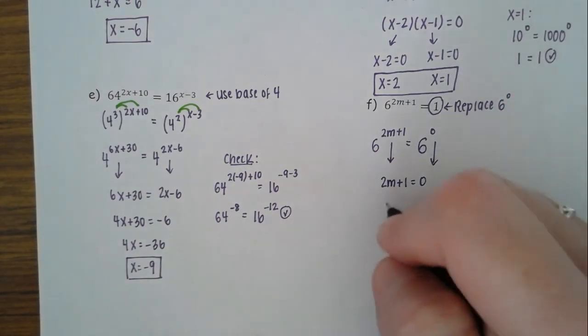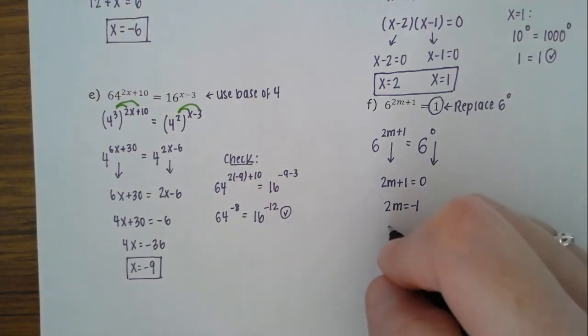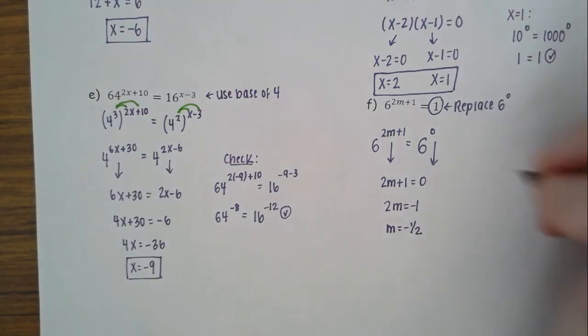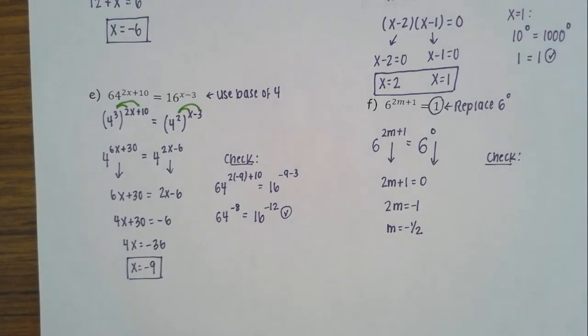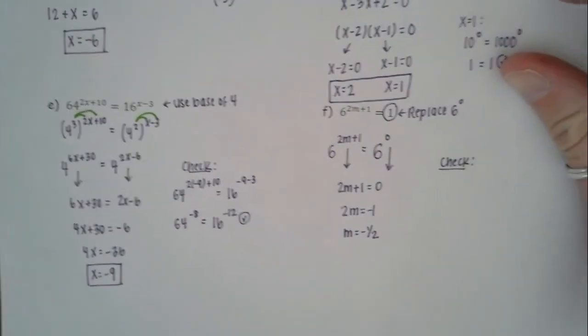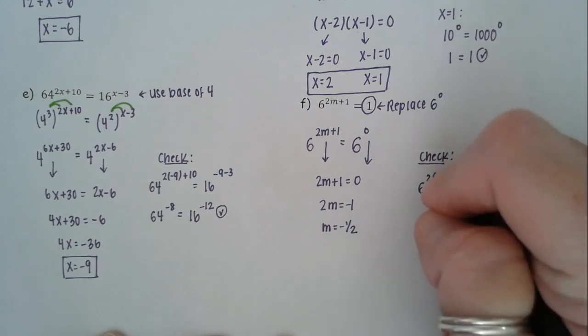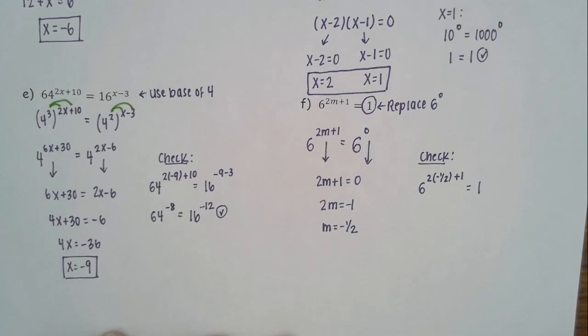So subtract 1, that's going to give me 2m is equal to negative 1. Divide by 2, m is going to be equal to negative 1/2. And then I'm going to check that. So if I substitute in on the left-hand side with a negative 1/2, 6 to the 2 times negative 1/2 plus 1. I don't have anything to substitute in on the right-hand side.